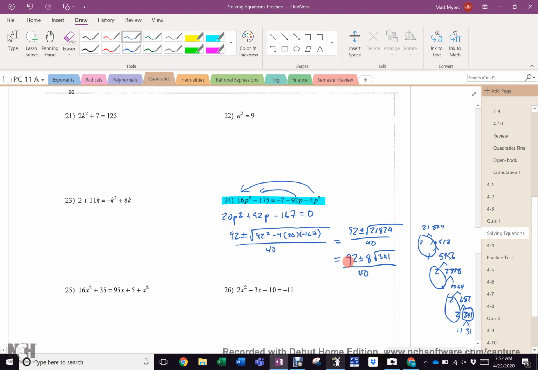over 40. Everything can divide by 2 to get 46. That divides by 2. You can divide that by 4, because 4 goes into 92 once, twice, 23. 23 plus or minus 2 root 341 over 10. And that's where I would stop. That's the best I can do.